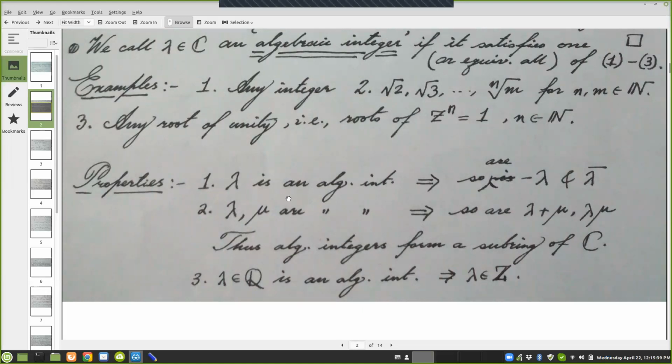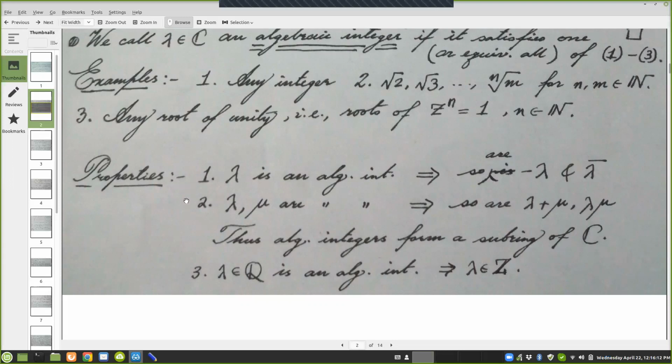Okay, fine. Now let's come to 3, which is one of the most important properties of algebraic integers. It just says the sum and product of two algebraic integers are also algebraic integers, and in view of that, one can conclude that the set of all algebraic integers forms a subring of C. Okay, let's try to prove property 2.